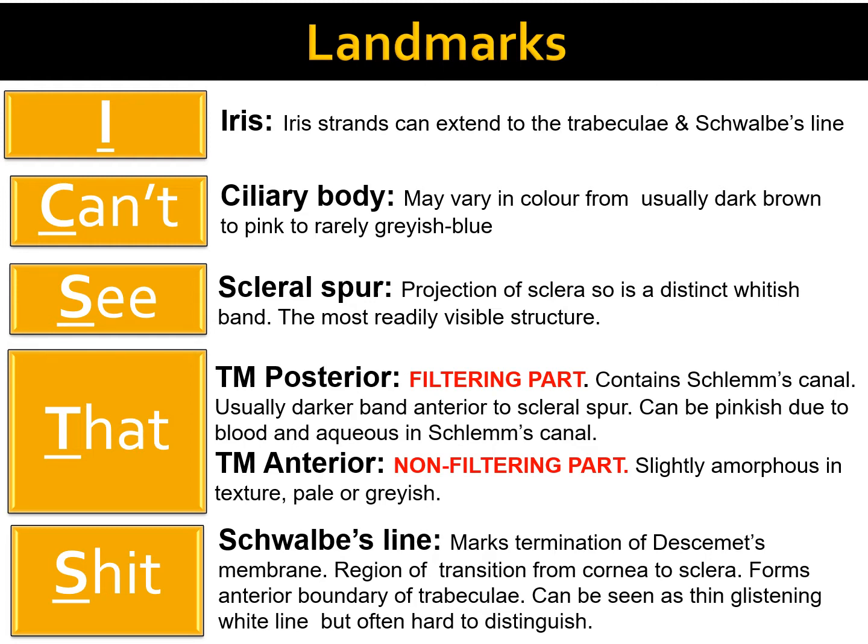And then you come to the anterior TM, which is a non-filtering part, slightly amorphous, but it's slightly anterior to that. And then finally we come to Schwalbe's line, which marks the termination of Descemet's membrane. And it's the region of transition from cornea to sclera. It forms the anterior boundary of the trabecular meshwork. So they're the things that you would be looking for in a fully open angle.